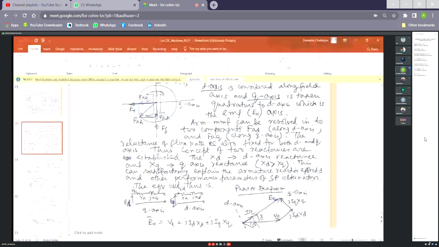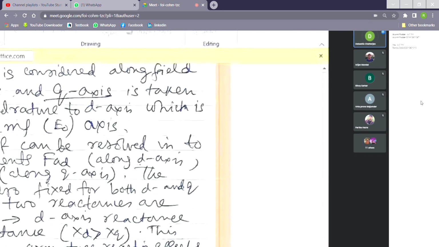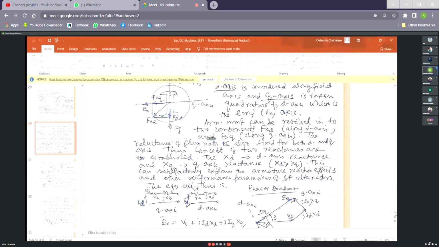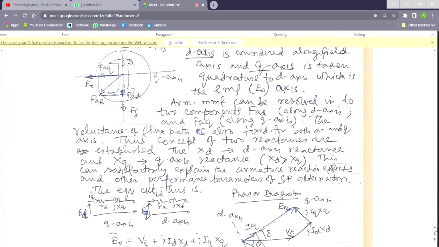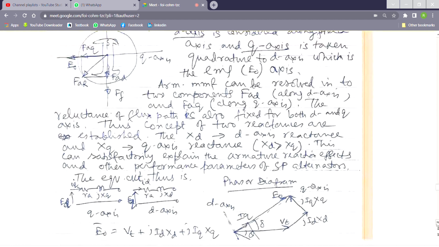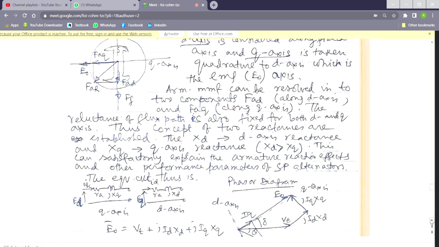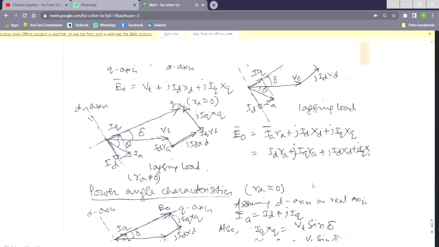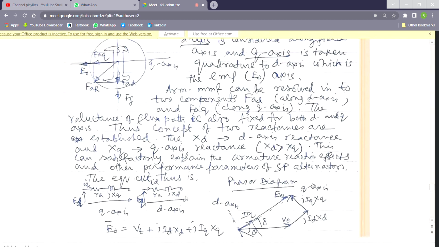Then the concept of two reactances comes in: XD, the D axis reactance, and XQ, the Q axis reactance. Normally the magnetic flux in the D axis faces more iron compared to the Q axis. Therefore, XD will always be greater than XQ in a salient pole synchronous machine. So you will find two equivalent circuits, one for D axis and one for Q axis. You have to resolve RA, jXQ, this is IQ, the Q axis, then EQ and VQ. Similarly RA, jXD, ED and VD. I think it is wrongly written here as EQ; the left side will be Q and the right side will be D. Just take care.